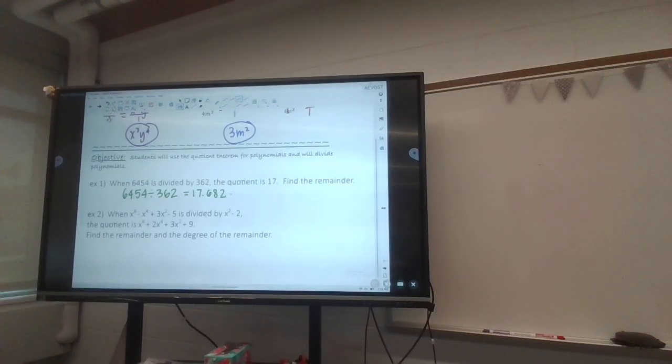So I get like kind of this long decimal. They want the remainder. So again, we learned last class that we don't want to leave it as 0.682. We want to talk about that remainder. And what basically that is, we look and see if I multiply 362 times 17, what number do I need to add on to make it equal that 6,454? So I get 6,154. That means I'd have to add on 300. So our remainder would be 300.